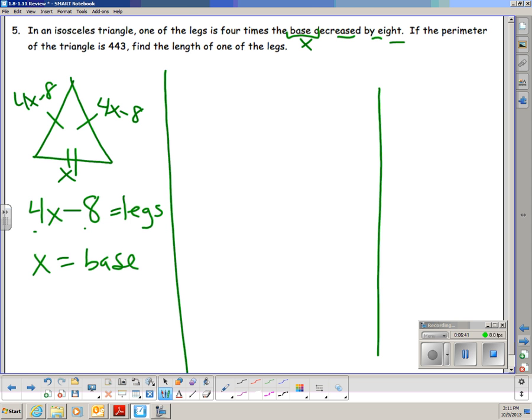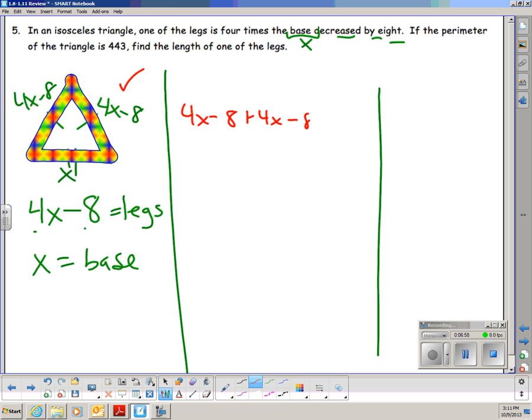Now it says if the perimeter is 443. The perimeter means I'm going to add up all of the sides. All of them. Some people like to only add up a couple. I need to add up all 3 sides. So I'm going to have 4x minus 8 plus 4x minus 8 plus x equals 443.